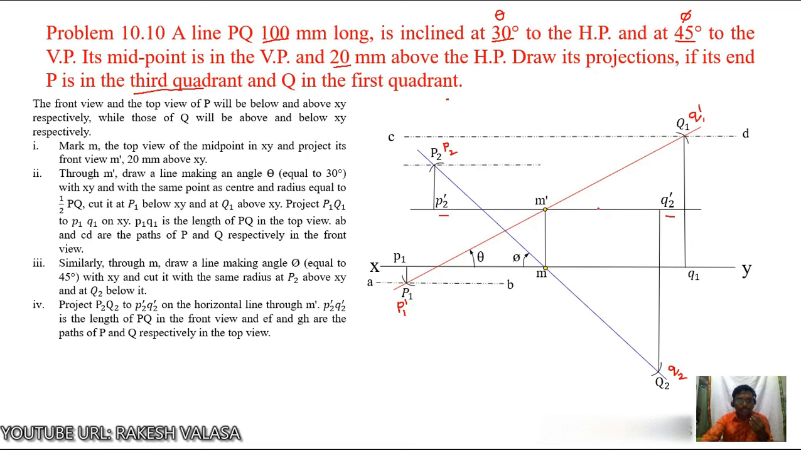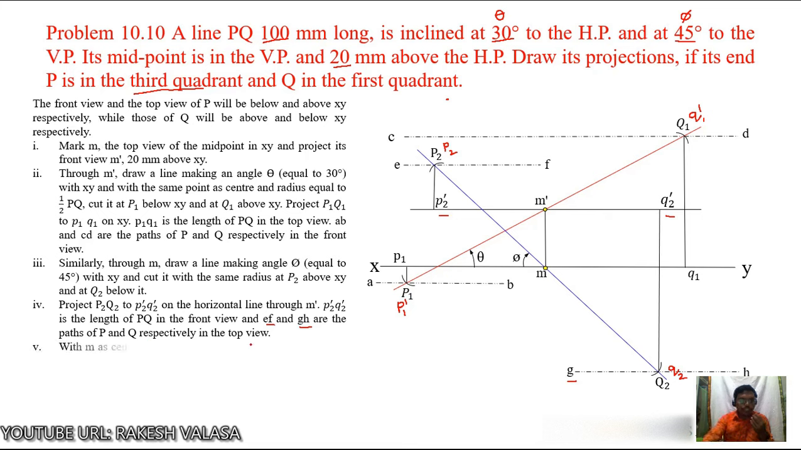Now draw the locus lines at P2 and Q2. This EF is the locus line at P2 and GH is the locus line at Q2. You can see here EF and GH are the paths of P and Q respectively in the top view.